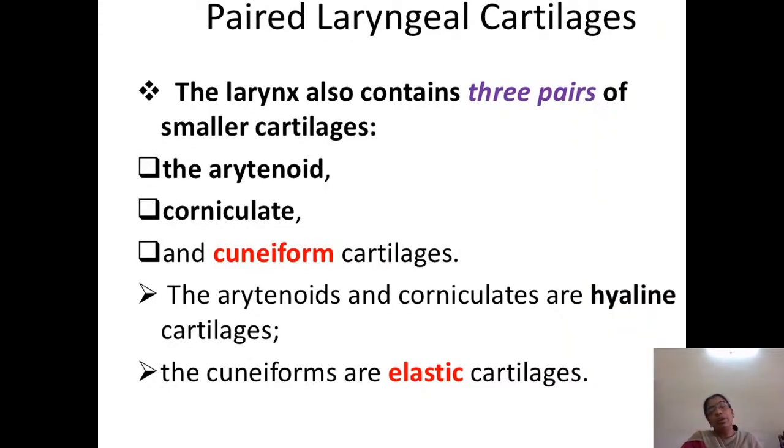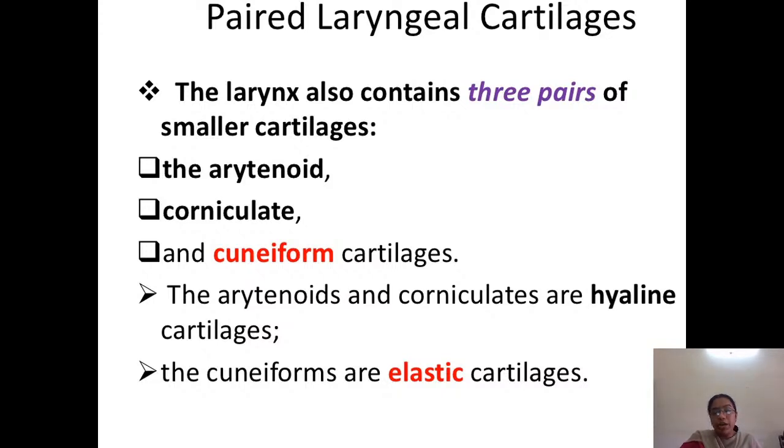Now coming to the paired cartilages. We have said there are three types of paired cartilage: arytenoid, corniculate and cuneiform. These are smaller cartilages. Arytenoid and corniculates, as we said earlier, are made up of hyaline cartilage, whereas cuneiform is made up of elastic cartilage.